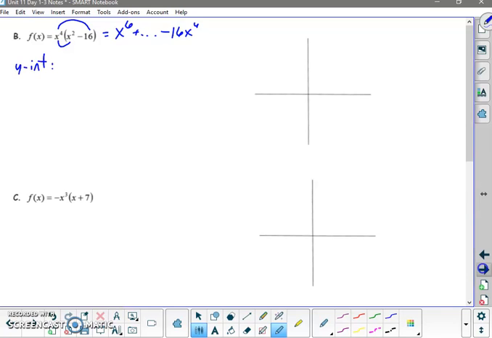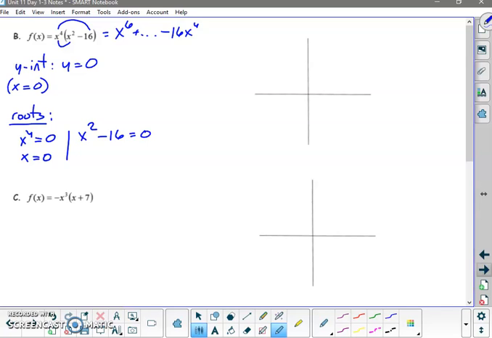All right, I'm going to talk about that first. The y-intercept is what you get when you set all the x's equal to 0. Well, if you set all the x's equal to 0 and multiply that out, guess what? Y equals 0. Now, what might be easier here is to get your roots. Set each one of those equal to 0. X to the 4th equals 0. Well, guess what? X equals 0. X squared minus 16 equals 0. You can factor it. You can move the 16 over and take the square root. Just don't forget your plus or minus.